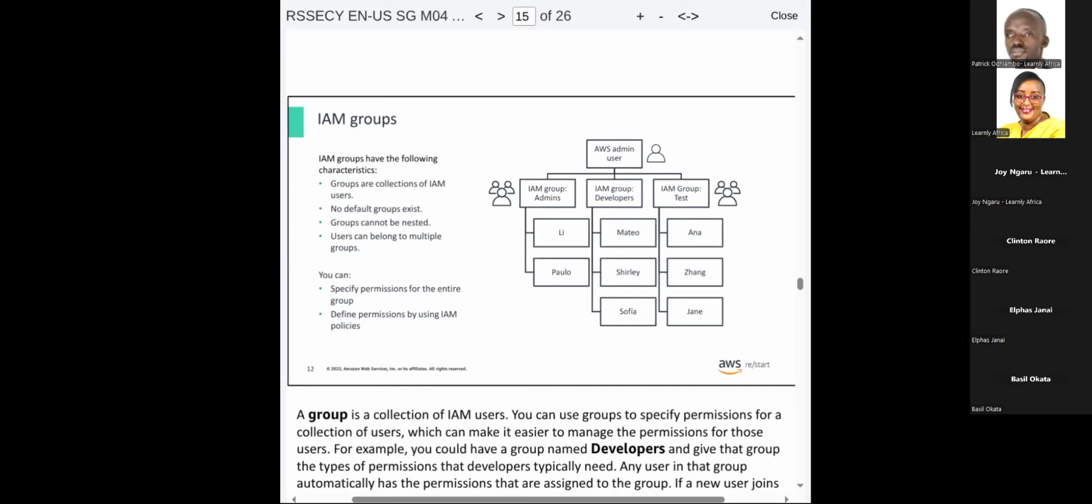Yes, Musembi, groups cannot belong to other groups. They are individual entities, okay? But users can belong to multiple groups.